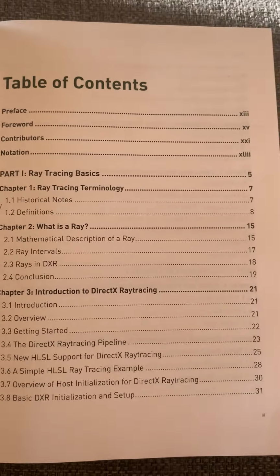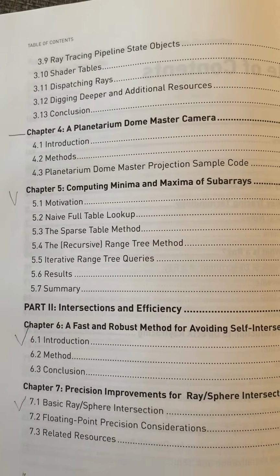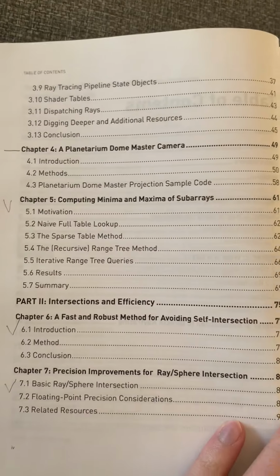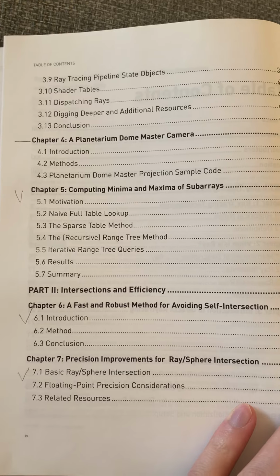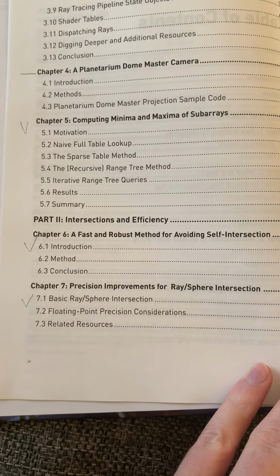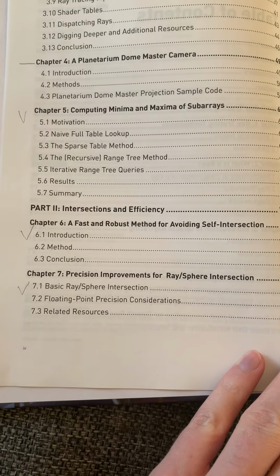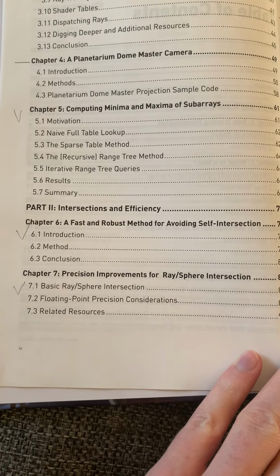Chapter 4, Planetarium Dome Master Camera. I think it's about non-standard cameras and ray generation, but I skipped it because I wasn't very interested in this topic. Chapter 5, Computing Minima and Maxima of Subarrays. It's not exactly about ray tracing, but it was interesting. Then part 2, Intersections and Efficiency.